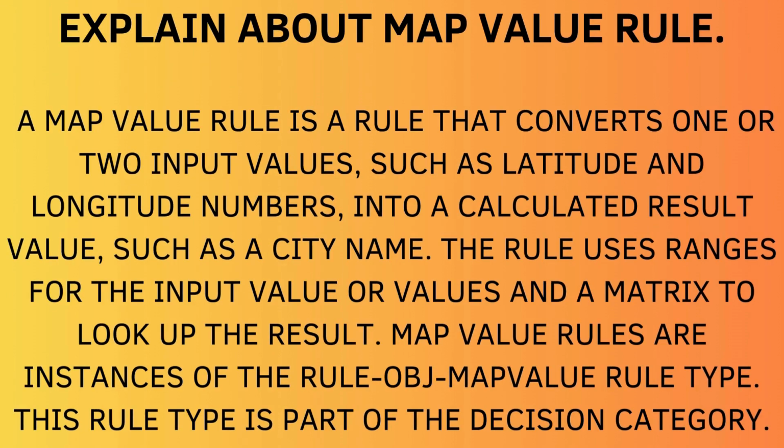Explain about map value rule. A map value rule is a rule that converts one or two input values, such as latitude and longitude numbers, into a calculated result value, such as a city name. The rule uses ranges for the input value or values and a matrix to look up the result. Map value rules are instances of the rule obj_map value rule type. This rule type is part of the decision category.